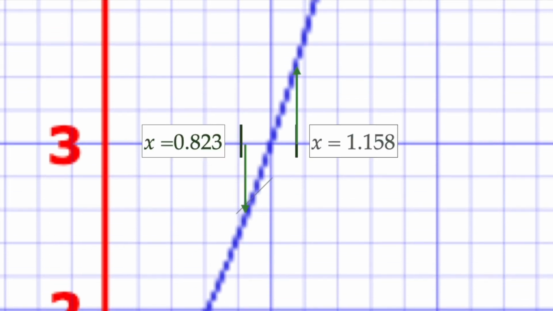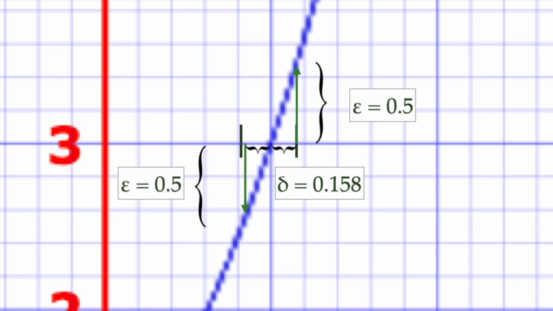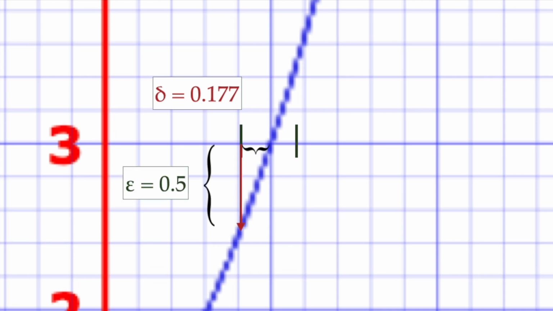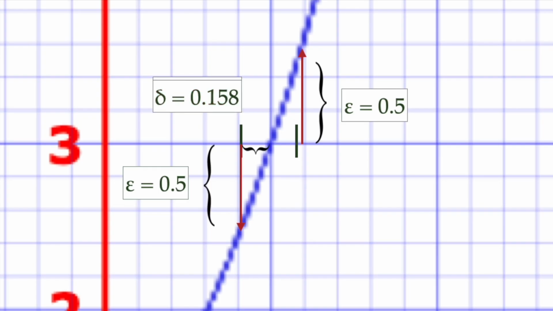All right, so we're just going to show you. If we use the smaller value, then we see that the function values are not more than epsilon away from the limit 3. But if we use a larger value, we're okay on this side. But on this side, we are not within epsilon of 3. So we can't use delta equals 0.177. We have to use the smaller value, which is 0.158.